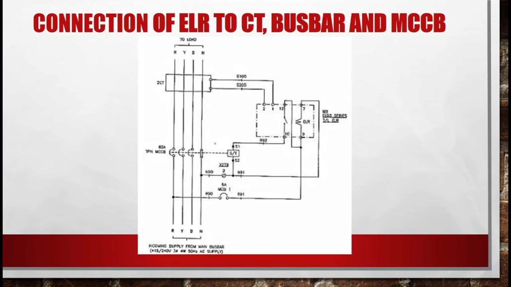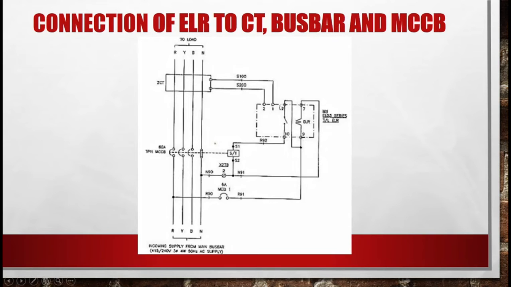In this video, I will explain the connection of ELR to ZCT, busbar and MCCB. So basically, ELR is used to detect earth leakage and open the circuit breaker when the leakage current exceeds the preset value. And ELR here is connected to the ZCT, zero current transformer, where the ZCT is clamping, or we can say looping, all the line and the neutral cable here.